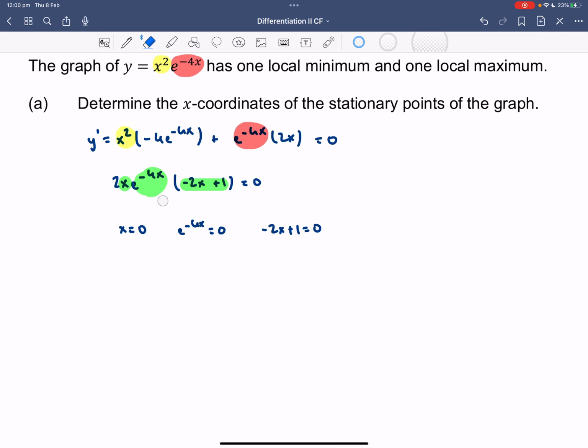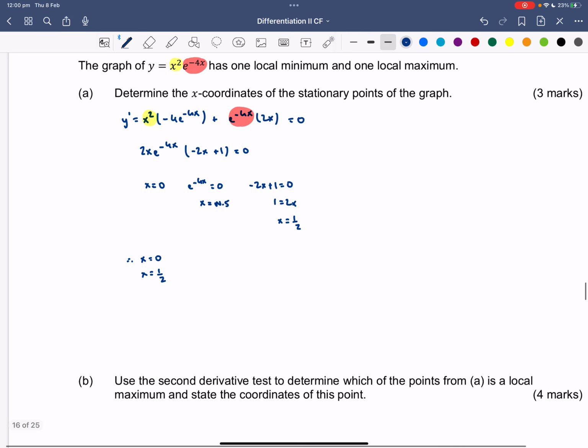Now we should all know by now that e to the power of something cannot be 0. There's no solution over here. E to the power of something cannot be 0. So I guess that means that the answers are either x equals 0 is one of the answers, or 1 is 2x, x equals half. So the x coordinates of the stationary points are therefore x equals 0 and x equals half. Those are the two stationary points.